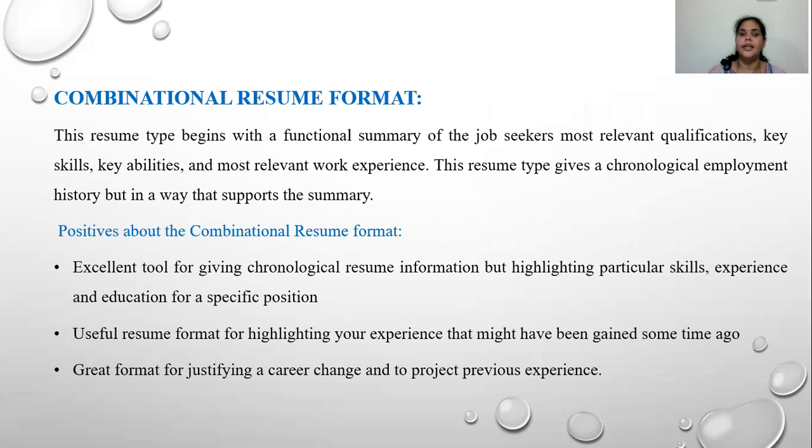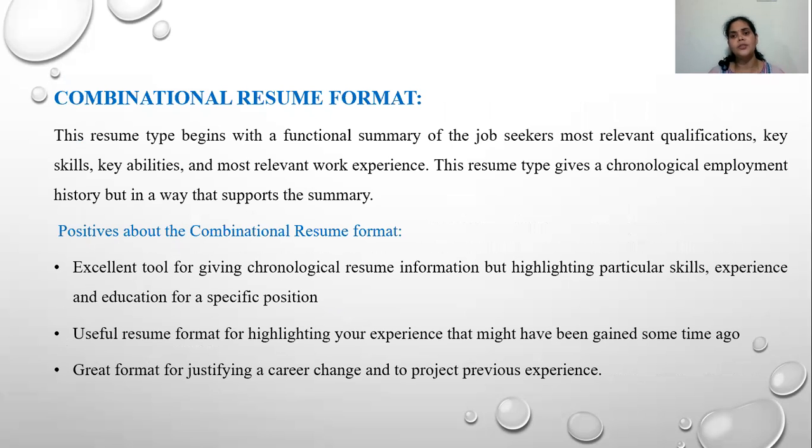Okay. The next one is the combinational resume. The word combinational tells you that it's a combination of both functional and chronological resume. Now, who will opt for a combinational resume? A combinational resume is opted for by those people who change from one field to another field.